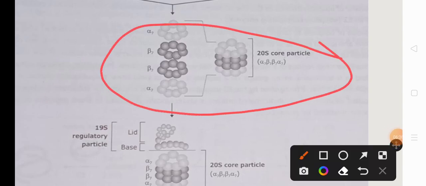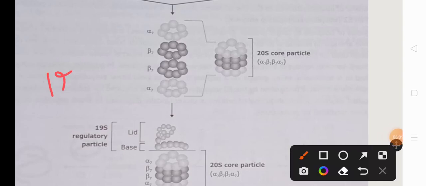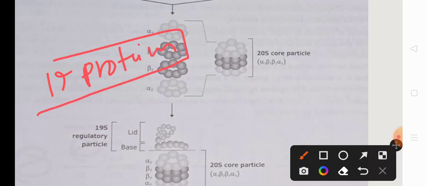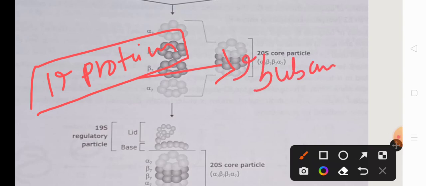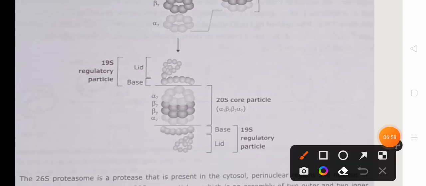Another important part of our proteasome is the 19S regulatory protein. This 19S regulatory protein again consists of 19 proteins, and they are divided into two sub-assemblies. One assembly is the 9 subunit base, and remember this 9 subunit base is actually interacting with the alpha ring of the 20S core particle. This is the 9 subunit base.